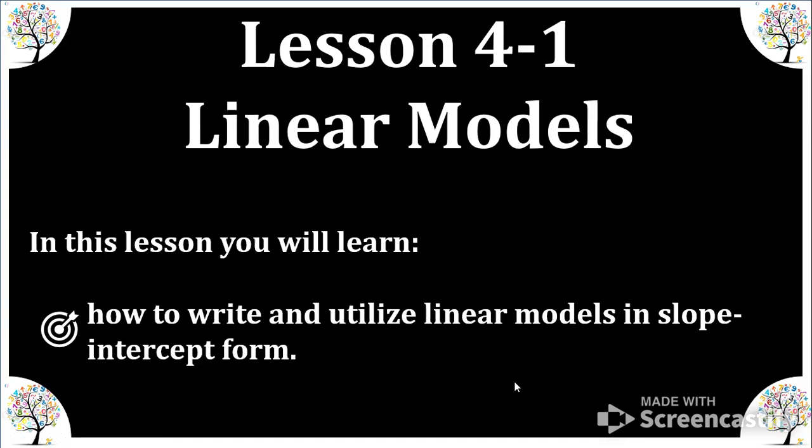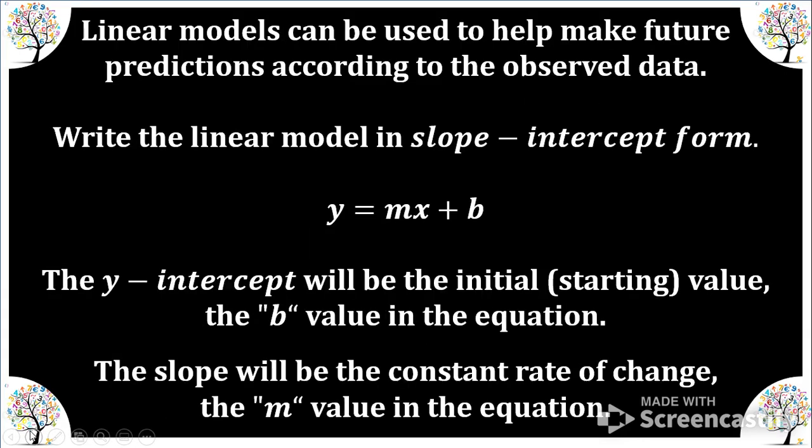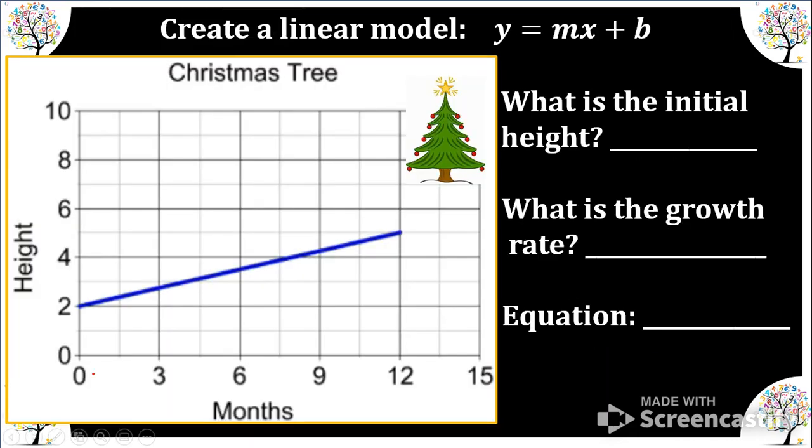Okay, guys, in this lesson, we're going to talk about how to create a linear model in the form of a linear equation, and then we can use it to answer some questions. So let's recall slope-intercept form is the form we will write our models in. M is the slope, but in context, we're going to use the phrase constant rate of change, and our B value is the y-intercept, but this time, when we are talking about word problems, we're going to use the phrase initial value. So our first example, our topic is Christmas trees.